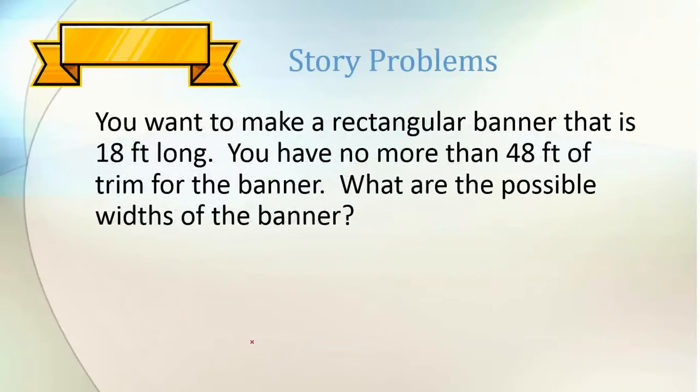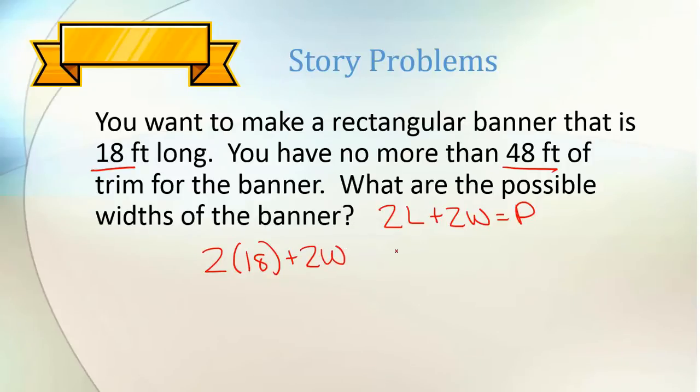Here's another story problem for us. We want to make a rectangular banner that is 18 feet long. You have no more than 48 feet of trim for the banner. What is the possible width of this banner? So, if I'm doing trim around it, that's the perimeter, right? And I know perimeter's formula is 2L plus 2W equals P. So, I know my length is 18 and my perimeter, or the trim, is 48. So let's plug that in. 2 times 18 plus 2W.